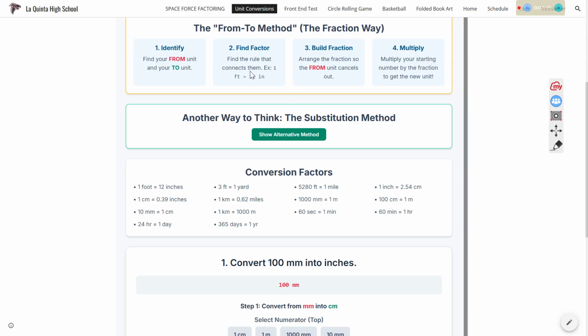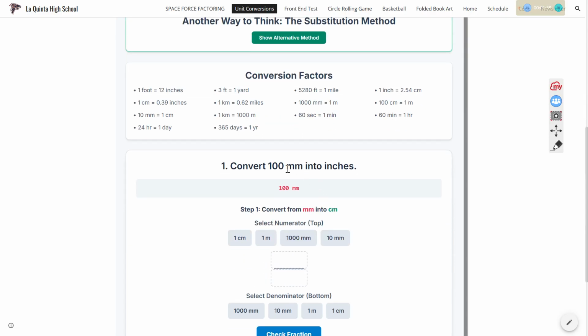The next step is to try to find the rule that connects those two. For millimeters and inches, you'll see there is no equation here that connects them. We have millimeters and centimeters, and we have centimeters and inches over here. So you want to watch out that we're looking in the right place every time. We need to go from millimeters to inches, but we don't have this equation, so we'll have to do a middle step first. In this case, we'll go from millimeters into centimeters.